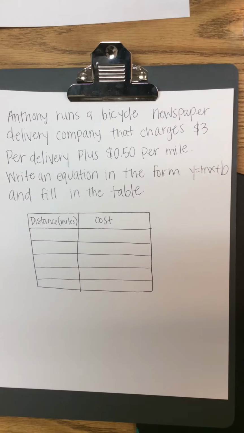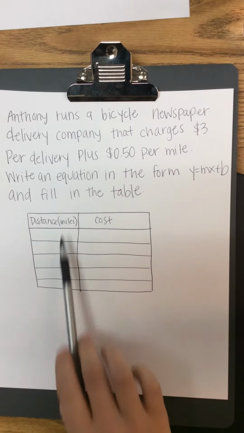All right, so here is another example. Anthony runs a bicycle newspaper delivery company that charges $3 per delivery plus 50 cents per mile. So we need to write an equation in the form y equals mx plus b and fill in the table. So he charges $3 per delivery plus 50 cents per mile.